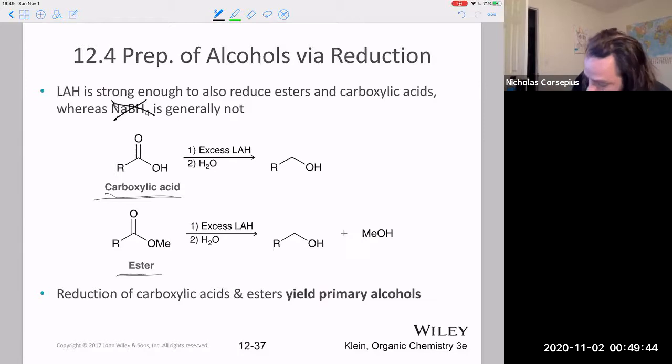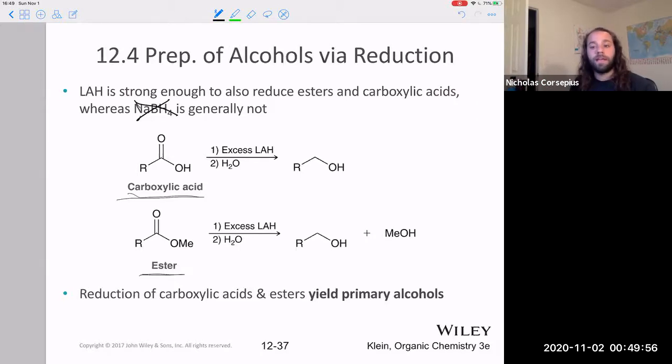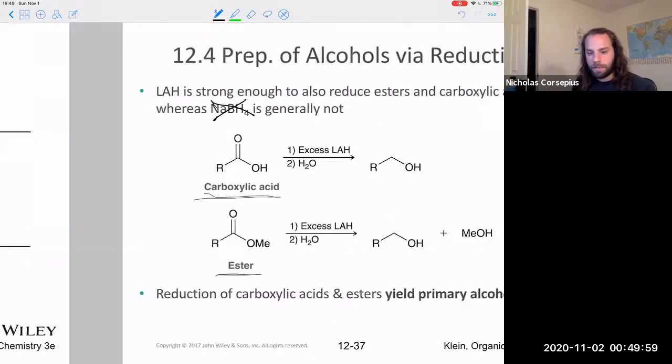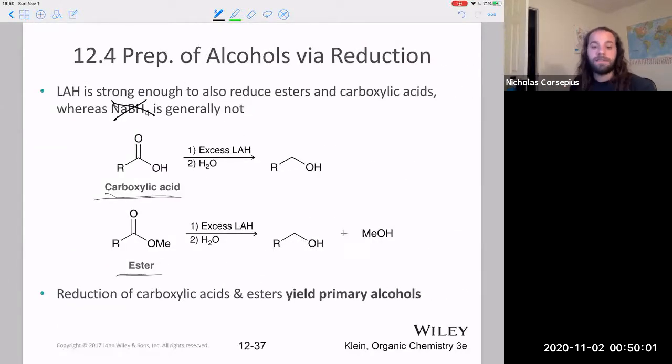Notice that sodium borohydride we can't use here, right? So lithium aluminum hydride is considered to be a stronger reducing agent than sodium borohydride. Both work fine for ketones and aldehydes, but if we have a carboxylic acid or an ester, it has to be the lithium aluminum hydride. And so these will reduce, again, all the way to an alcohol.